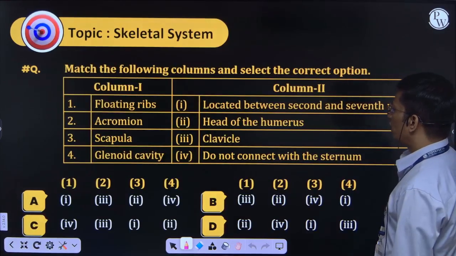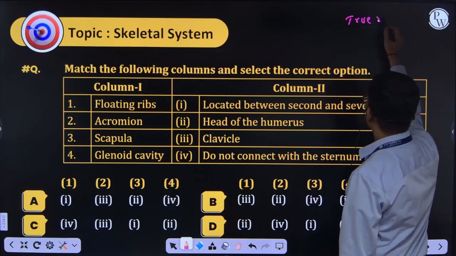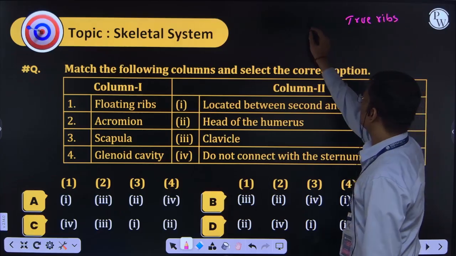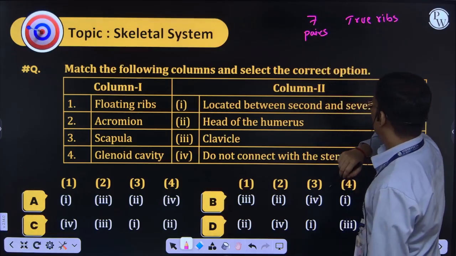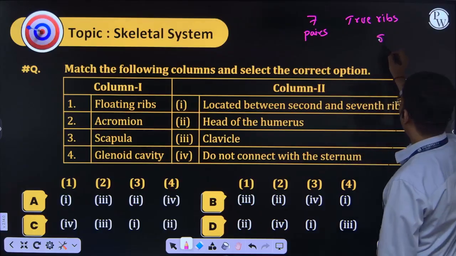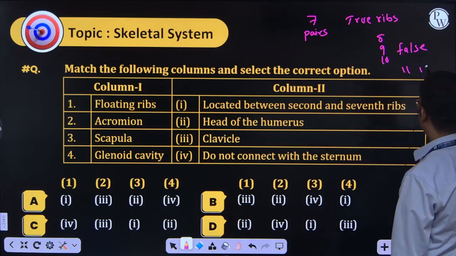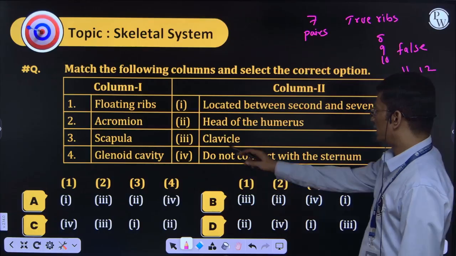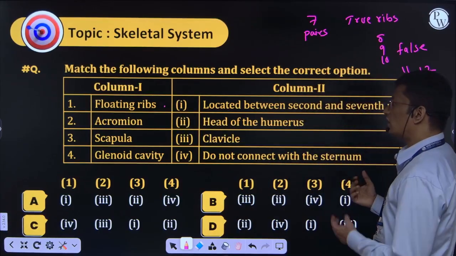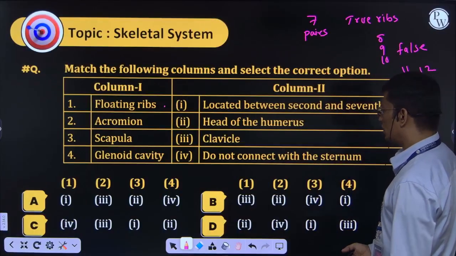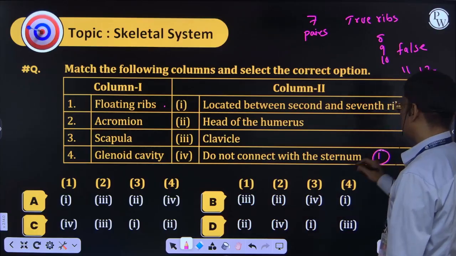Floating ribs, there are three. True ribs: the first 7 pairs are true ribs. Then 8, 9, 10 are called false ribs. 11 and 12 are floating ribs. You can see this is floating. It is not connected with the sternum directly, or to the cartilage also. That is why they are floating ribs.